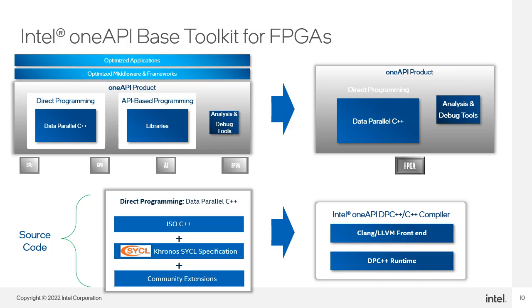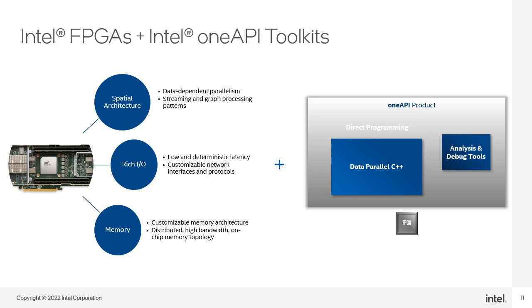The oneAPI product also includes a DPC++ C++ compiler built on a Clang LLVM front end for RTL generation and a DPC++ runtime for resource allocation and management during execution. The oneAPI toolkit for FPGAs includes support for direct programming with DPC++, with the addition of analysis and debug tools. The general idea is to pair the value and flexibility of an FPGA with that of the oneAPI programming model.